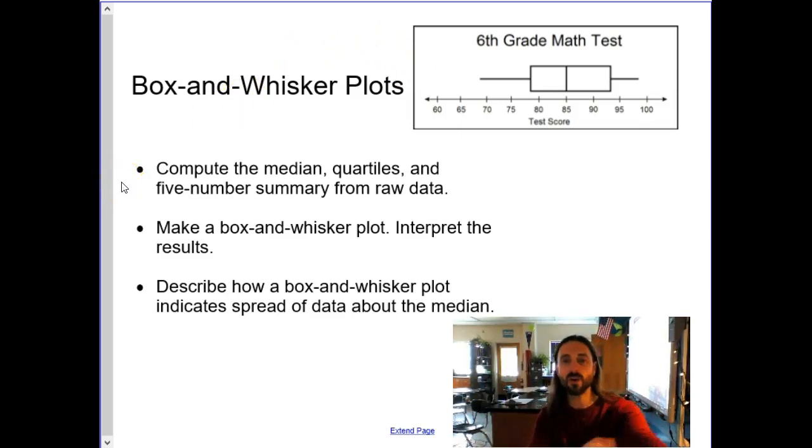So in this lecture, we're going to talk about how to compute median, quartiles, and the 5 pieces of information. We're going to make box and whisker plots, interpret them, and then describe how we can compare what that means with regard to the median, and then compare some examples.